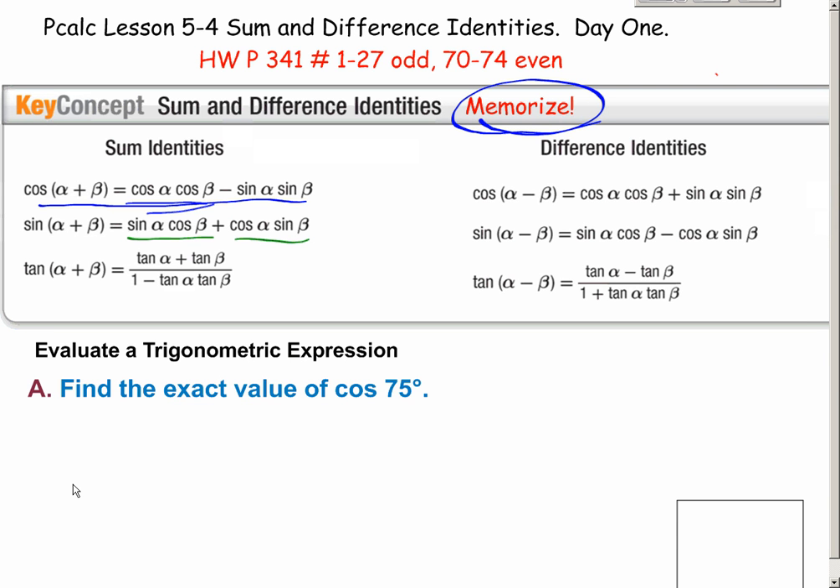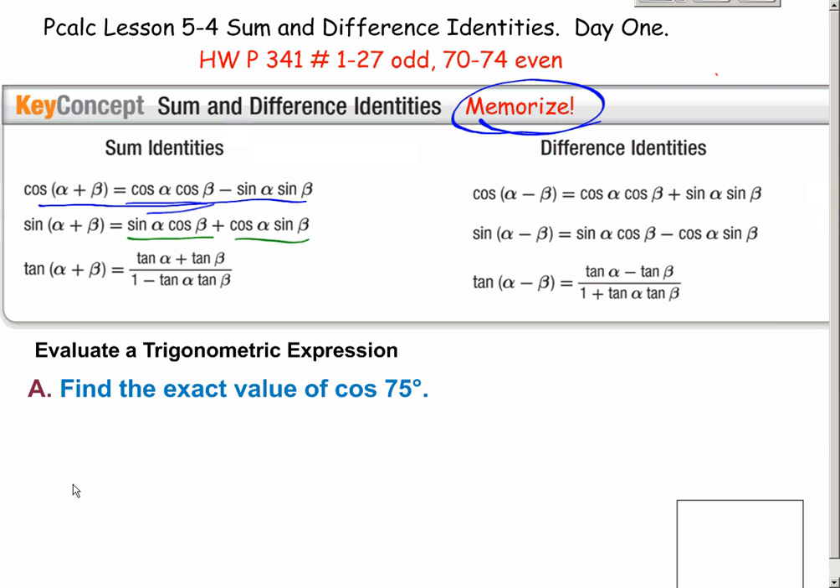Tangent alpha plus beta. Okay, now tangent is made up of both sines and cosines, so we kind of have both things happening here a little bit. We have the tangent alpha plus tangent beta on the top, so that's kind of similar to what we have with the sines, and we know that tangent is sine over cosine. And then for the denominator, we have this 1 minus here, and then tangent alpha, tangent beta, so we see the tangent sticking together there, just like the cosines do, the cohesiveness of the cosines. So those three things to memorize.